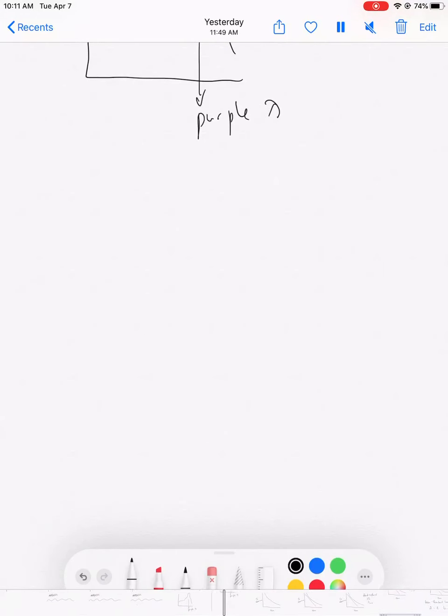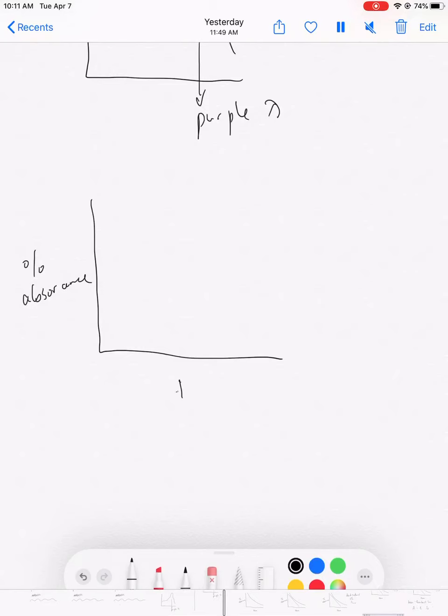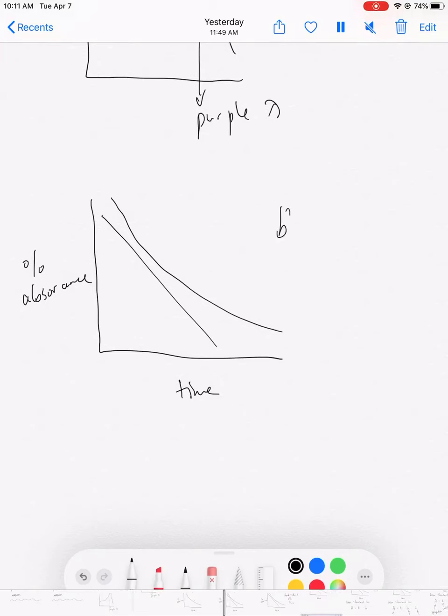And so I'm going to draw a graph of the percent absorbance over time for specifically this purple wavelength that we chose on the graph above. The thought is that over time it's going to decrease, either logarithmically or linearly, depending on what order the reaction is. Whatever it is, over time it's going to decrease, because you're getting less and less crystal violet, and more of it is changing into that colorless compound.